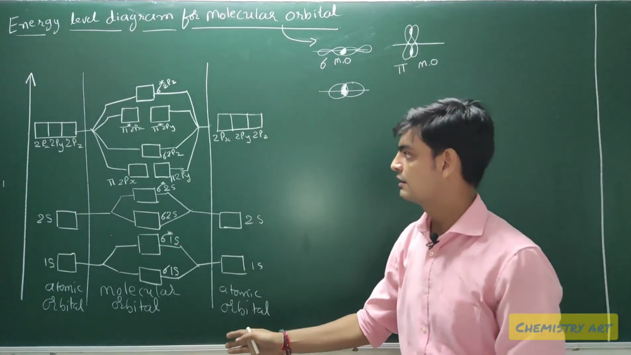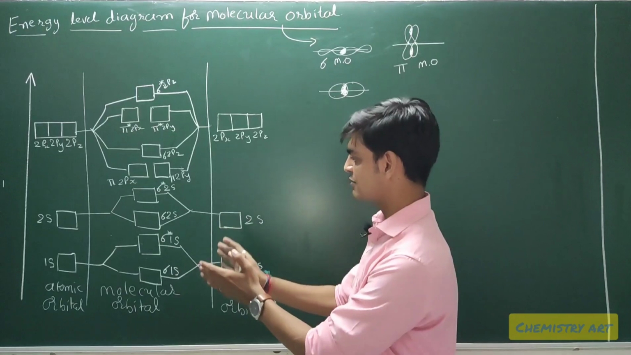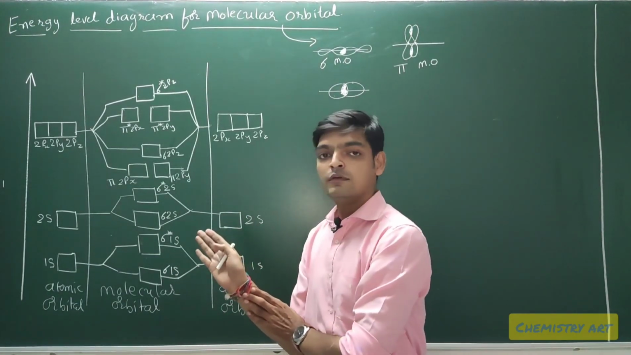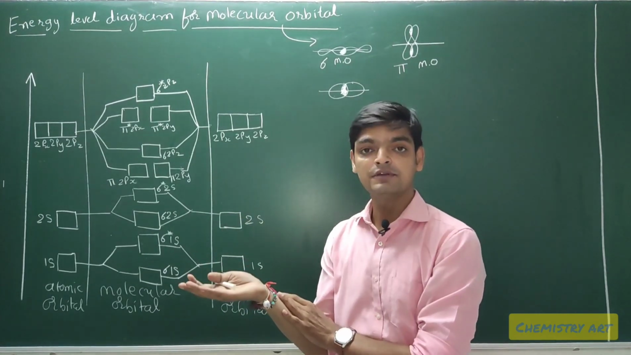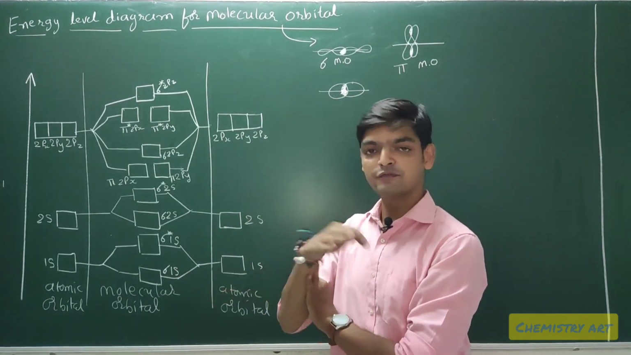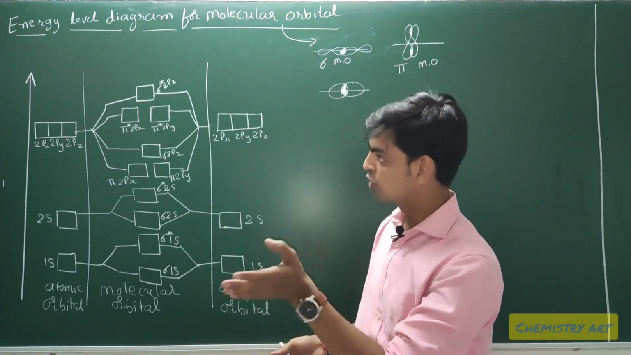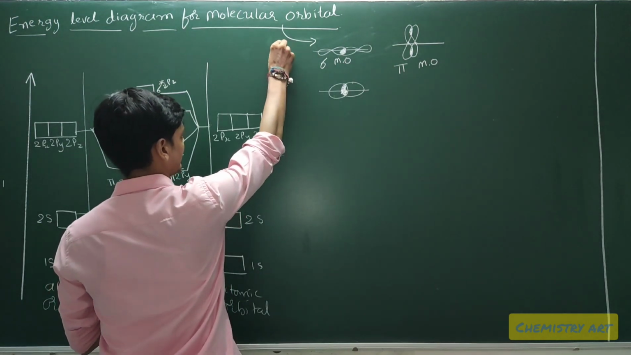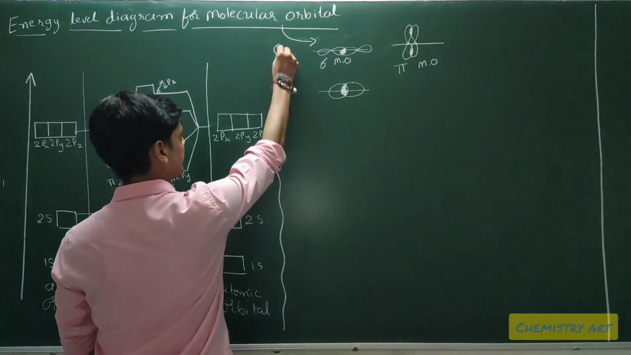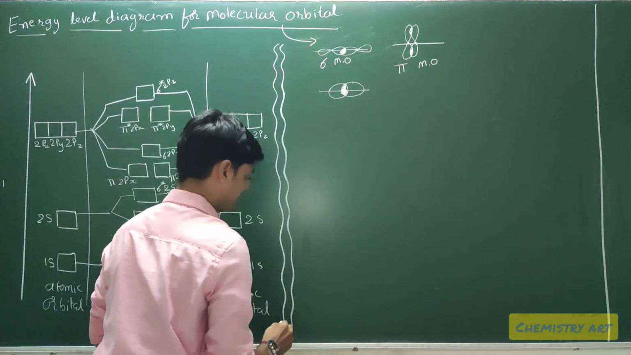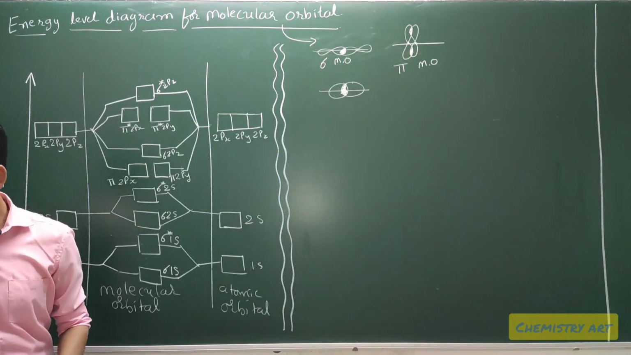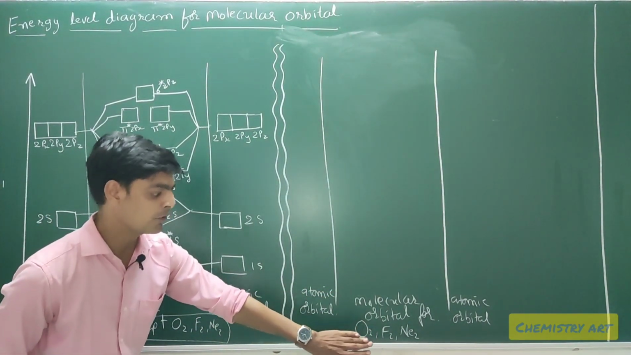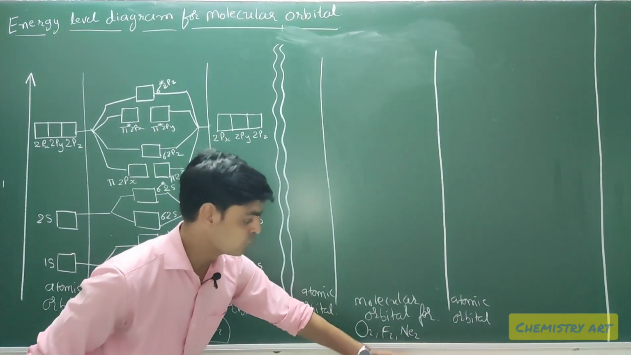This energy level diagram, or this order of energy of the molecular orbitals, is only for the other molecules except O2, F2 and Ne2. For O2, F2 and Ne2 we have another diagram, another energy level. So I will represent it here. Here we are going to draw the molecular orbitals for molecules like O2, F2, Ne2.